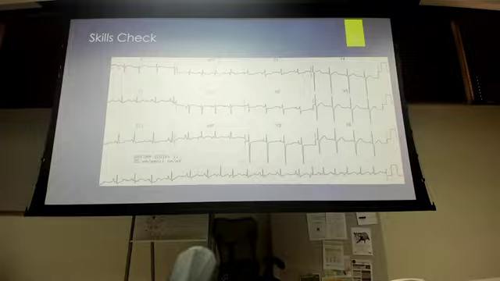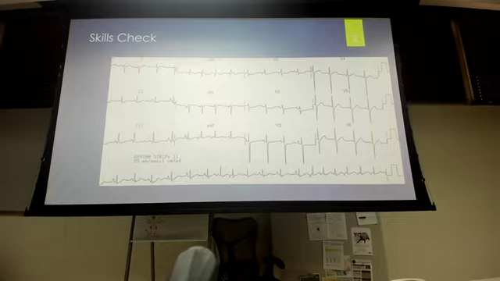I want you to look at that bottom rhythm strip, because when we get an EKG in front of us, we're not going to get overwhelmed by looking at the entire thing. We're going to look at the bottom, and we're going to determine what is the rate. I'm going to tell you it's a fast rate. This is a 10-second strip, how would you determine the rate?